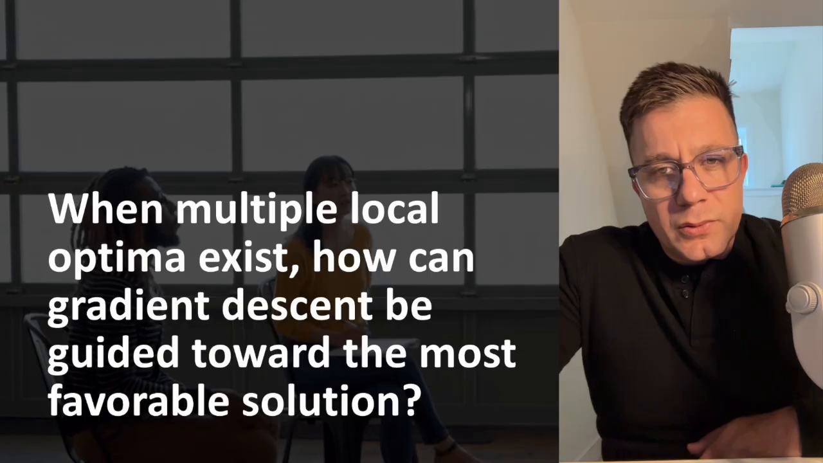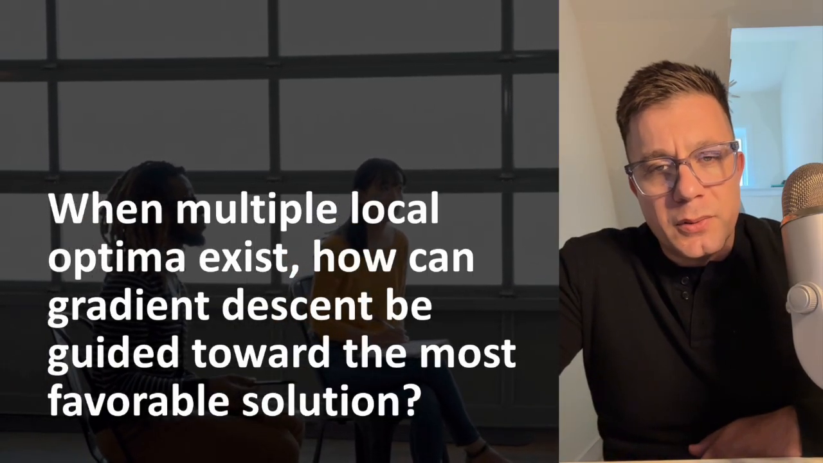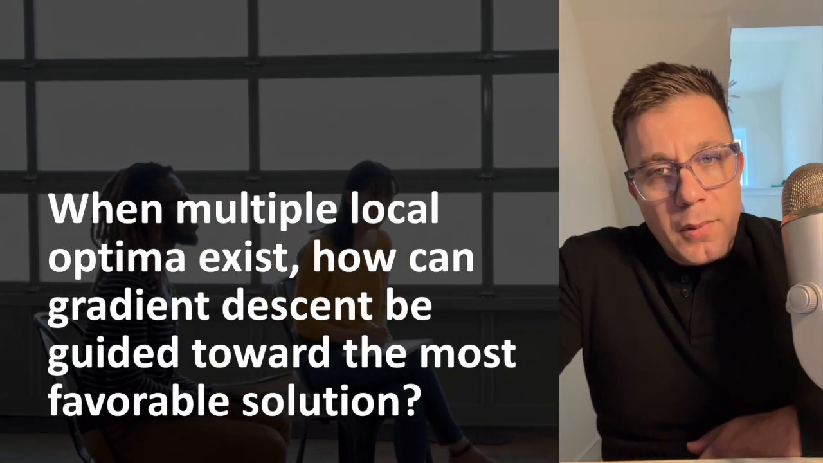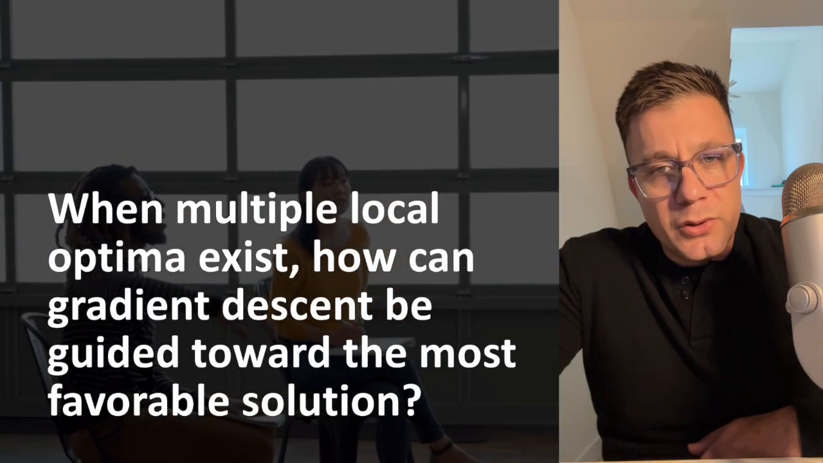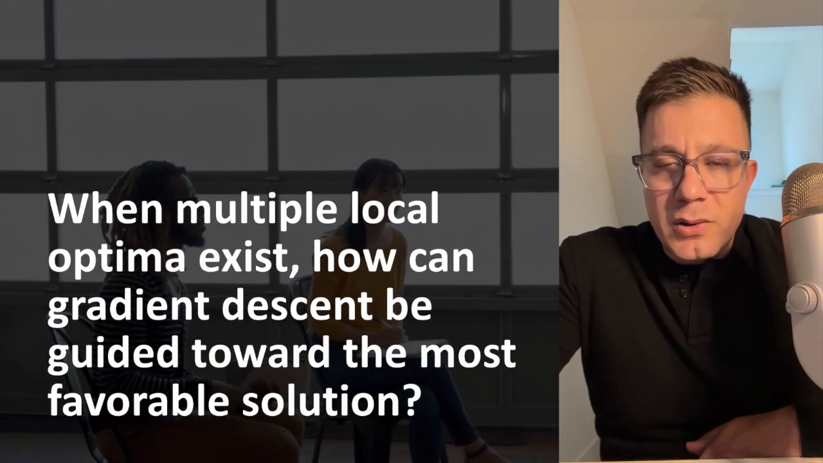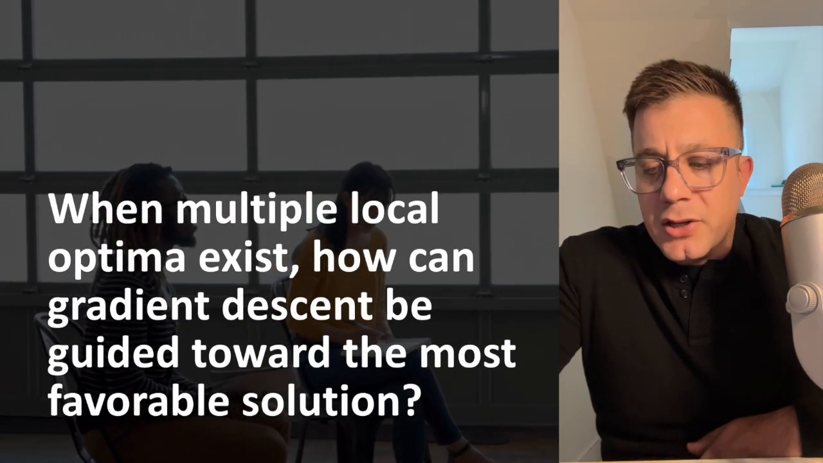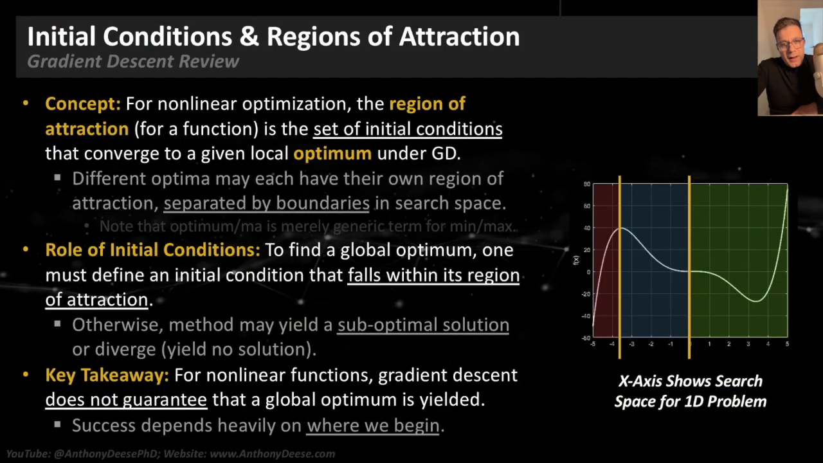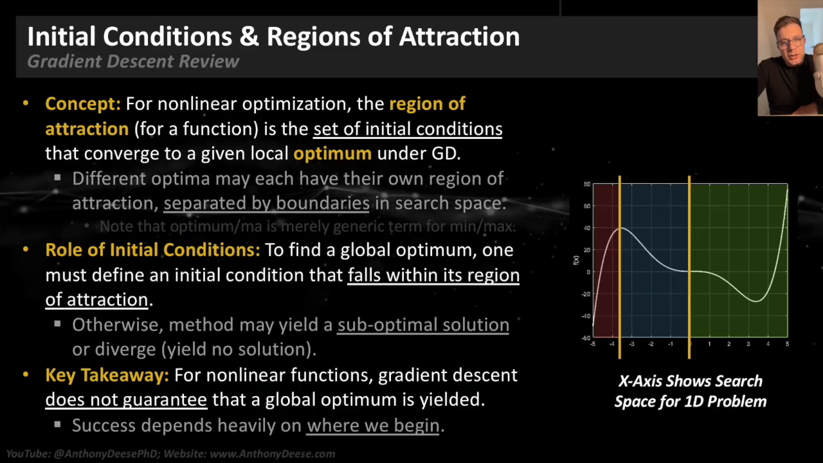Before we end this module, I did want to ask one more question. We saw previously that a nonlinear function can present multiple maxima and multiple minima, only one of which can be the global value. So when multiple local optima exist, how can gradient descent be guided toward the most favorable solution, or potentially the global optimum? This is a pretty complex question, and assuming we don't employ variations on gradient descent like a genetic algorithm, this is primarily done by choosing good initial conditions. So the next logical question is, how do we define a good initial condition? What does that mean? To answer that question, we need to discuss regions of attraction.